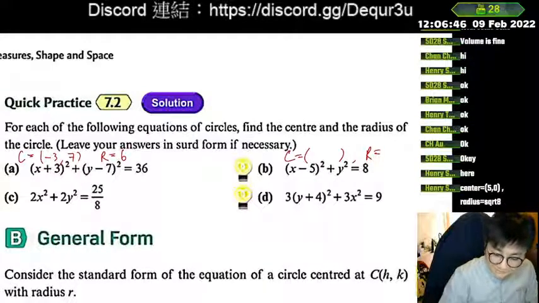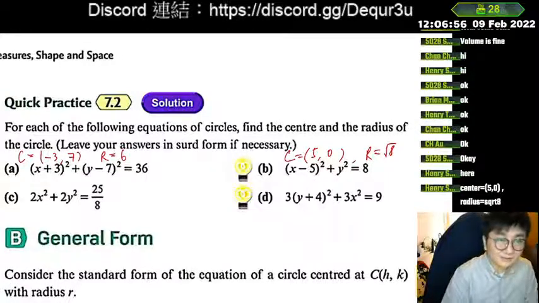Center is (5, 0). Okay, center: x is 5, y is 0. Radius is square root of 8. Yes, okay, thank you very much. Square root of 8. Of course, I would suggest that for the radius, it will be better to write 2 square root 2.